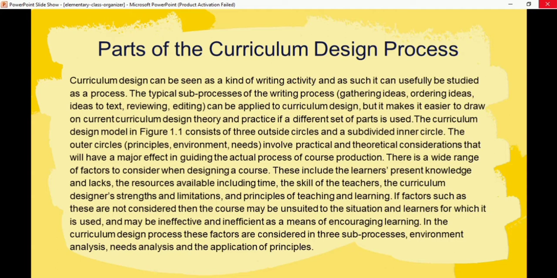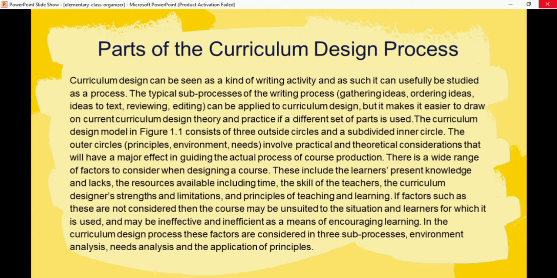And in the curriculum design process, these factors are considered in three sub-processes: environment analysis, needs analysis, and the application of principles. The result of environment analysis is a ranked list of factors and considerations of the effect of these factors on the design. The result of needs analysis is a realistic list of language, ideas, or skill items as a result of considering the present proficiency, future needs, and wants of the learners.